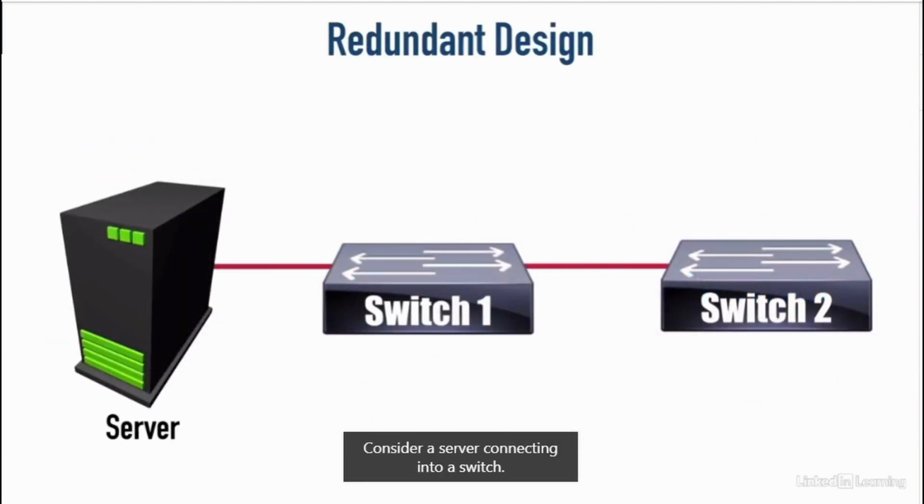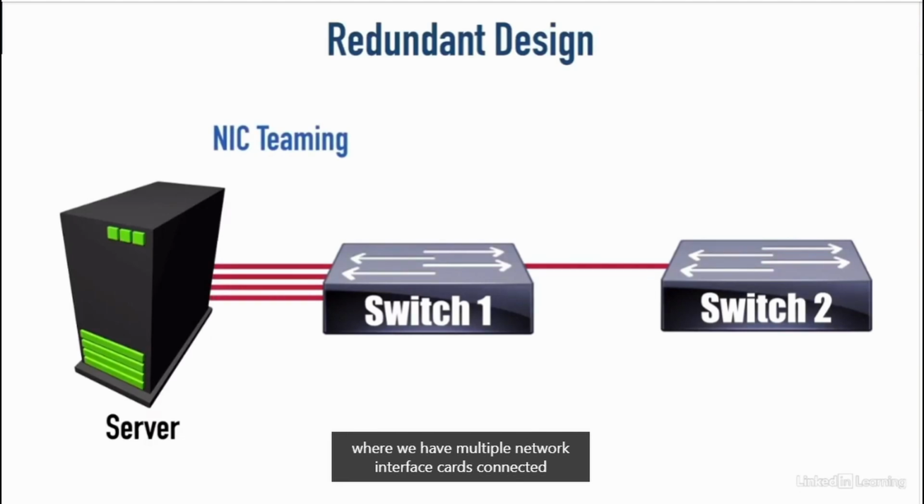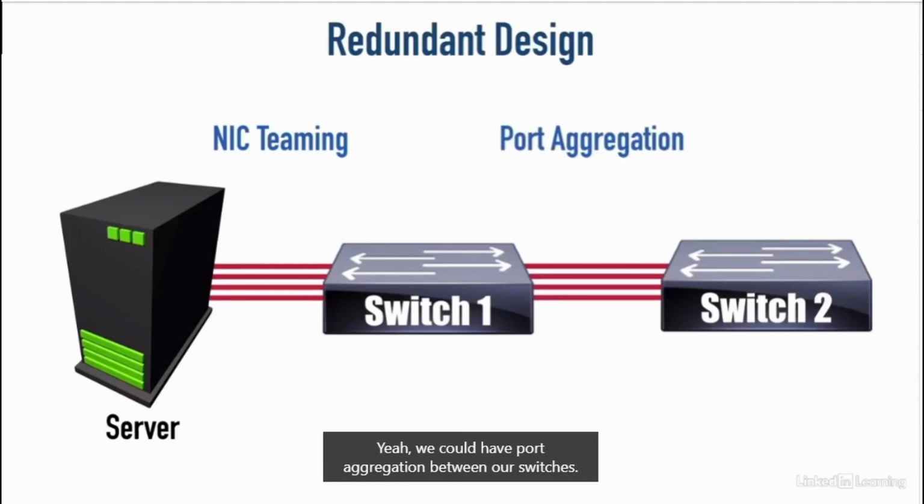Even in the LAN portion of our network, we could add some redundant links. Consider a server connecting into a switch. Some servers support what's called NIC teaming, where we have multiple network interface cards connected into a switch. That's going to give us more throughput and redundancy. And remember your CCNA studies where we talked about EtherChannel or port aggregation? Yeah, we can have port aggregation between our switches. Again, it's going to increase throughput because of load balancing, but if 1 or 2 or even 3 of those links we see on screen were to fail, we are still going to fall back and use any remaining links.